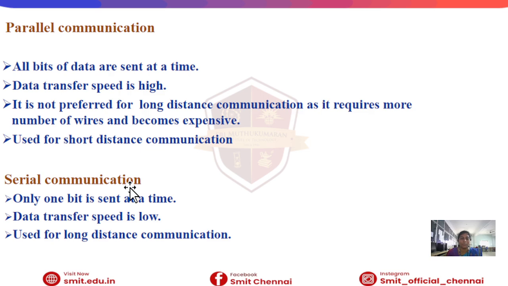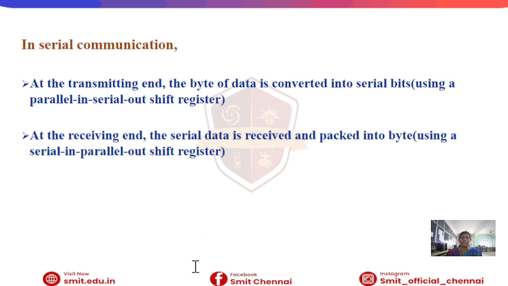Whereas in serial communication, only one bit is sent at a time and it has a lower speed compared to parallel. It requires fewer wires, it is also low cost, and it is used for long distance communication. So the idea is that modern systems prefer serial communication because it reduces wiring complexity.